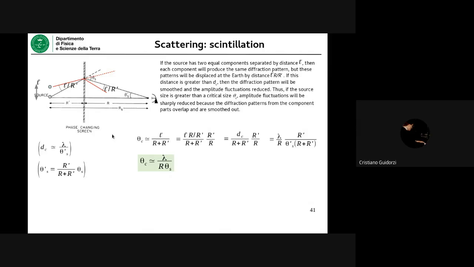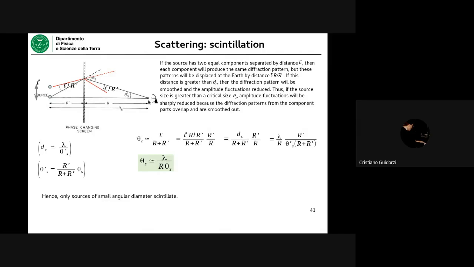And it doesn't depend on the distance from the source. So this is a powerful way. If you can monitor the fluctuations that you measure due to the turbulence, the cause for fluctuations of the turbulence, the motion of the screen, and you measure at some given wavelength here, you can immediately calculate the critical angular size.